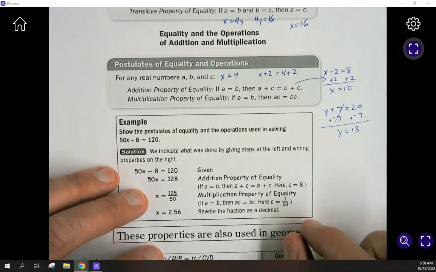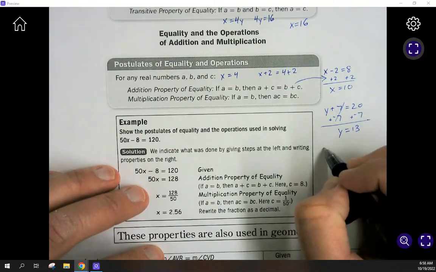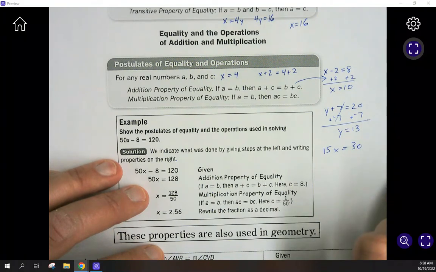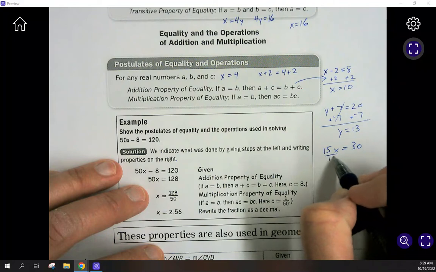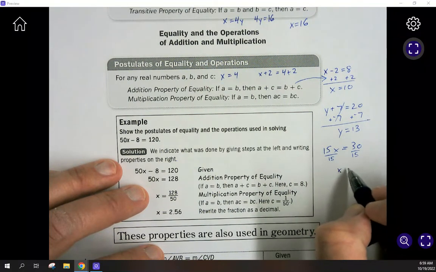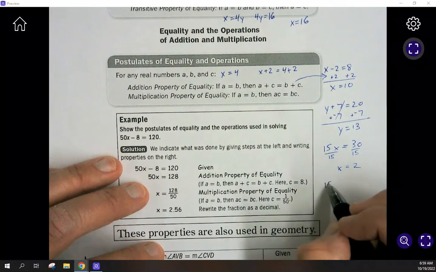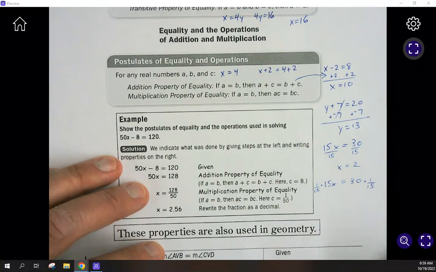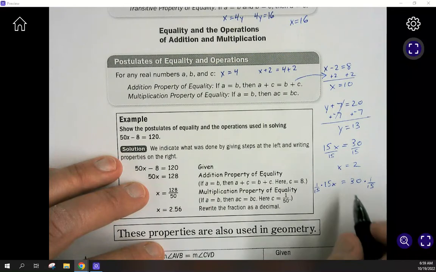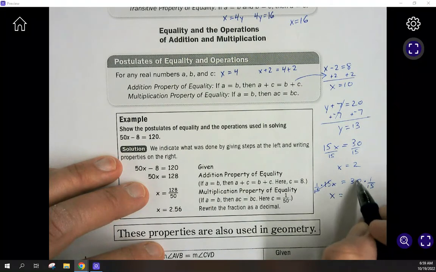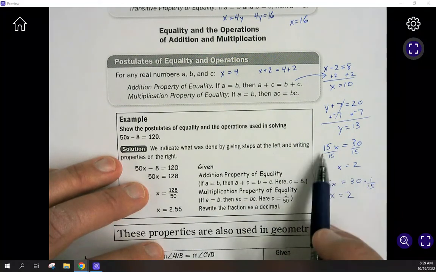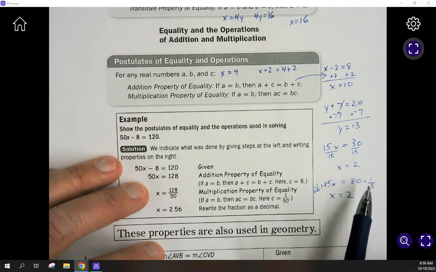Dividing would be the same as multiplying by 1 over something. So if we had 15x equals 30, we know that we normally would just divide by 15. So you might want to call that the division property. Well, that's the same as multiplying by 1 over 15. So dividing by 15 and multiplying by 1 over 15, that's the same thing. These cancel. This is the same as 30 divided by 15, and it's 2. So again, we look at this as division, but it can be expressed as multiplication.